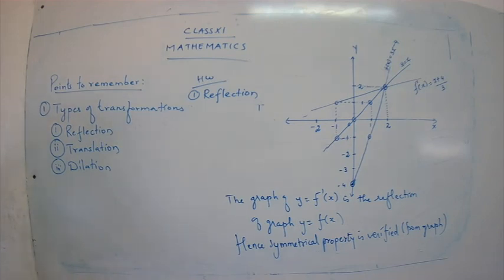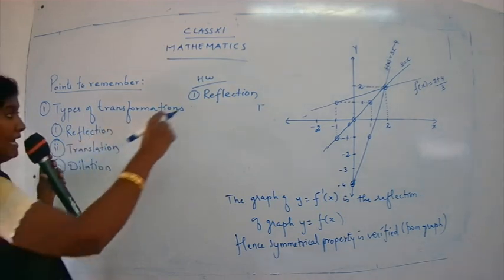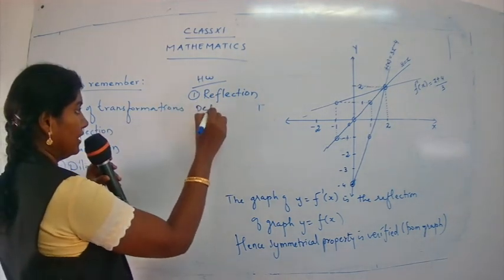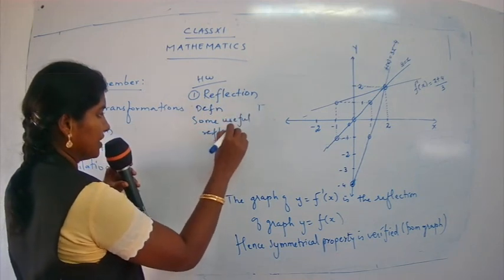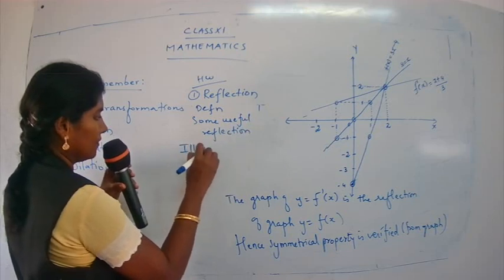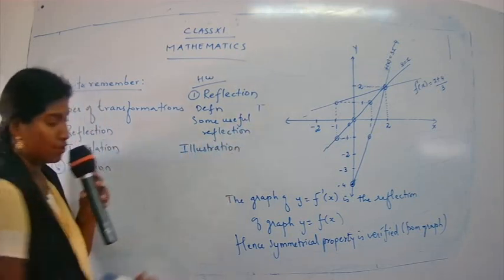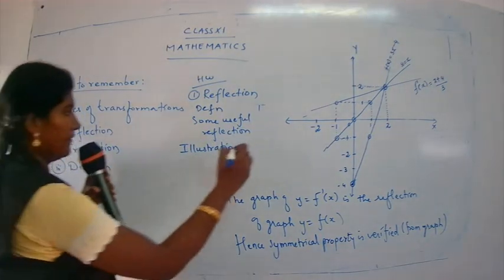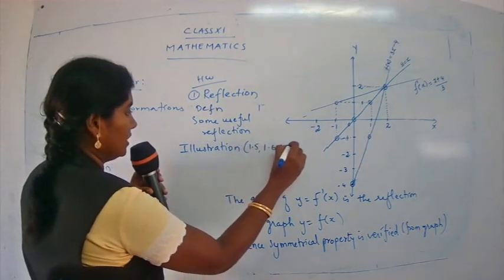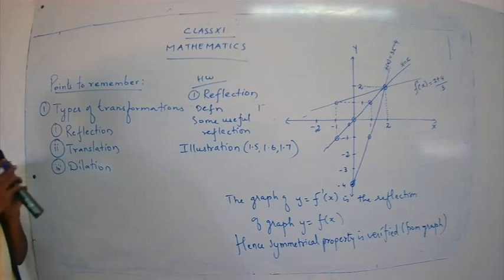So you have a graph over there. You have to draw the graph and explain. One line will be given below it, so you have to write the explanation also. I hope you are clear with the homework part. So first the definition, then some useful reflections, and then illustrations. How many illustrations are there? Illustration means examples. So you have three examples, 1.5, 1.6 and 1.7. This is what you are going to write under reflection.